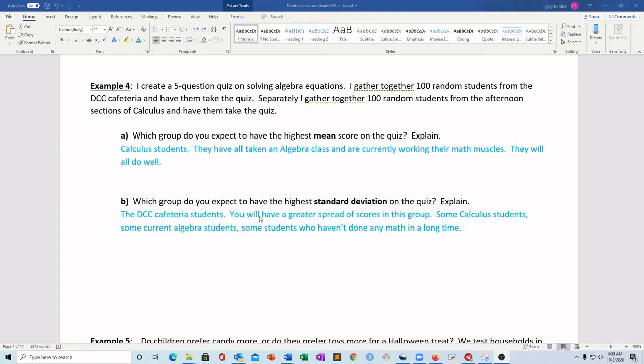Okay. What about B? B says, which group do you expect to have the highest standard deviation, the most spread? So we actually already answered that in the discussion we just had in A. The DCC cafeteria students will have some calculus students, some algebra students, and some students who haven't done math in a long time. That is going to mean that they have a larger spread of scores, some high, some low, some in the middle. The calculus students are mostly going to have high scores, so they're all packed together on the higher range, which means they'll have less spread because they're more packed together.